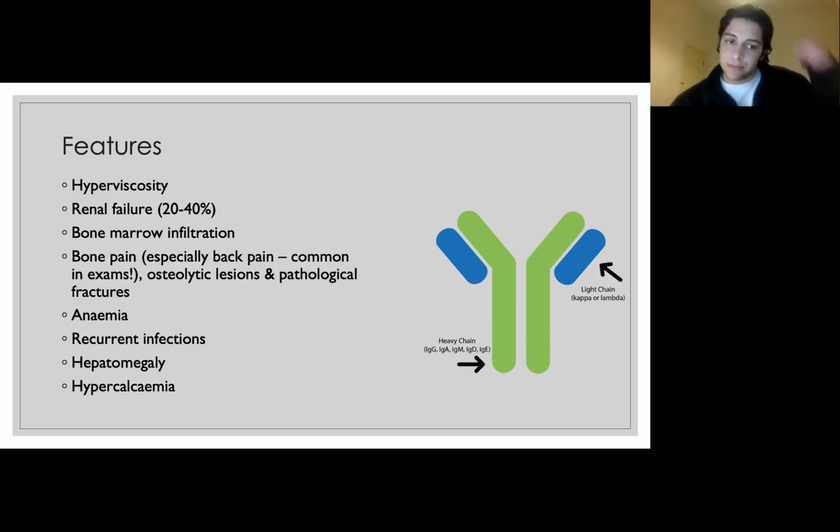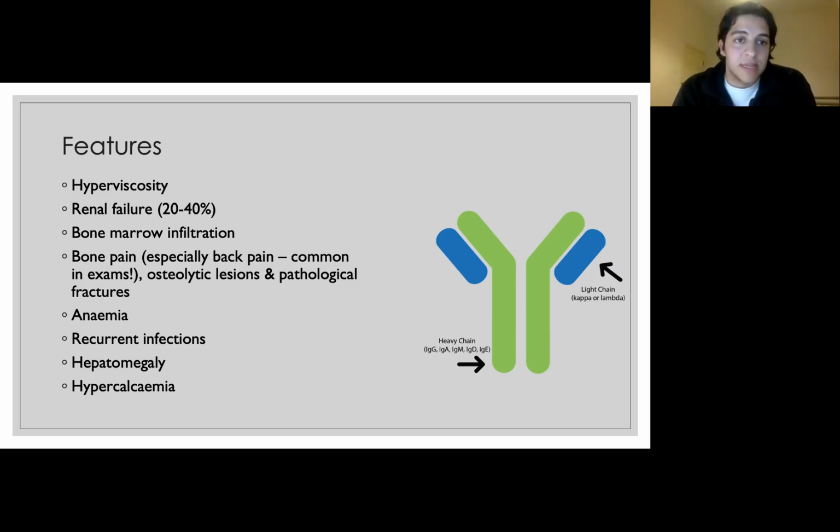Anemia can be caused by bone marrow crowding, so there's decreased red blood cell production, and you can also get recurrent infections. This is because there's decreased production of normal antibodies and immunoglobulins. Bone pain is a typical feature.